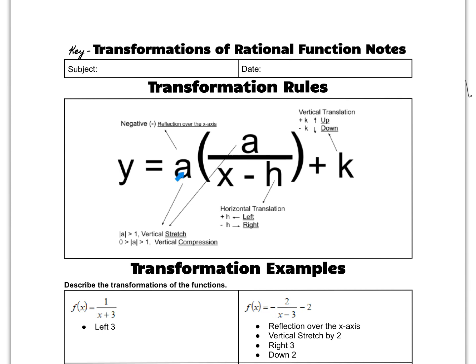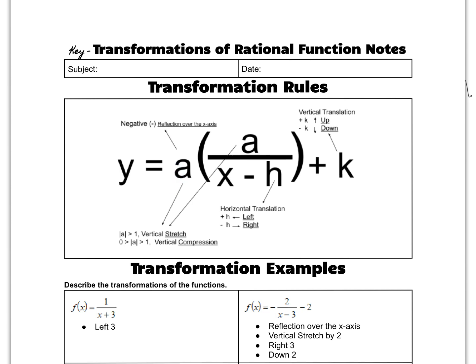Now, in this function here, you see two different a's. Here at the front, first of all, if this is a negative value, then it is a reflection over the x-axis. Then if the absolute value of this number is greater than 1, then it is a vertical stretch, such as a 1.5 or a 2 or a 5 or whatever. Now, it could be a negative 2 as well. It's a reflection and then a stretch of 2.